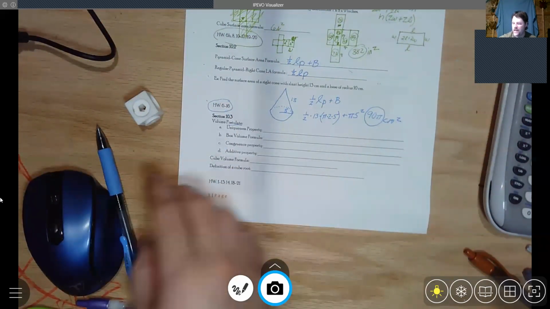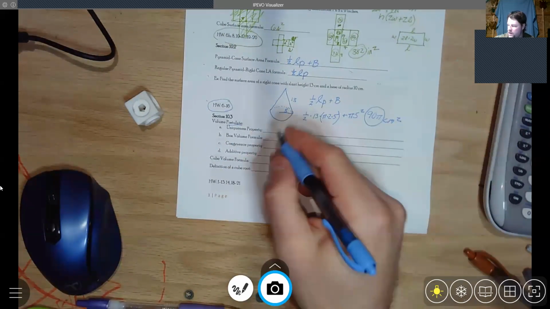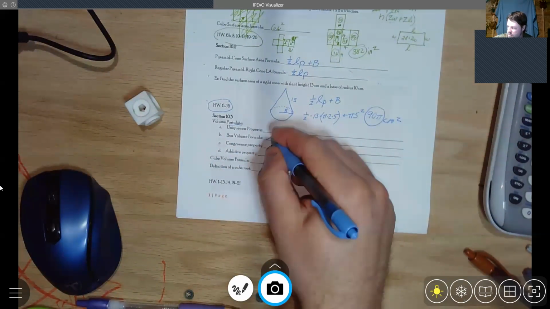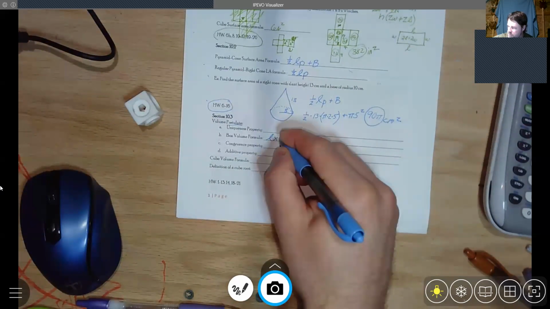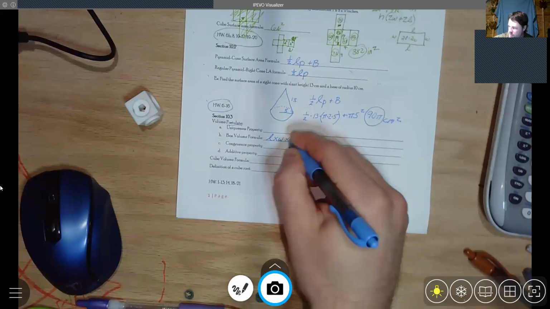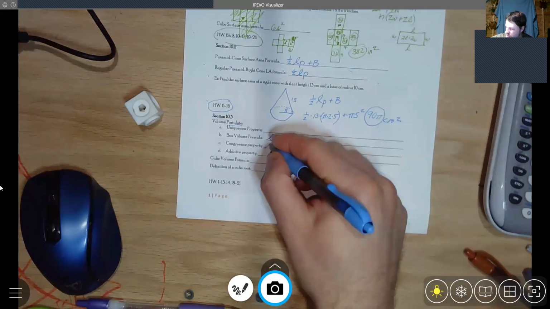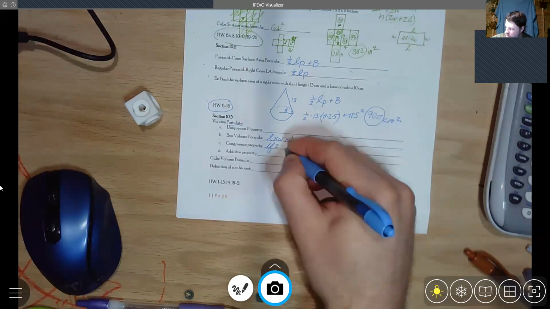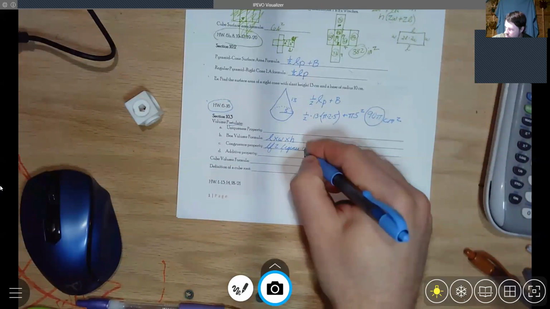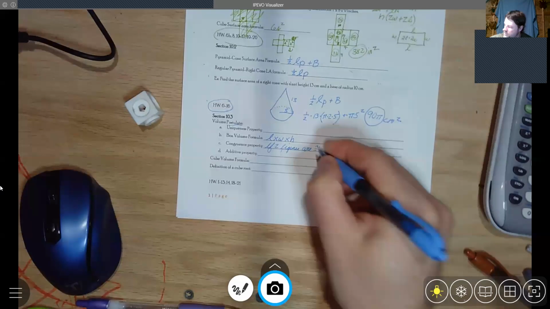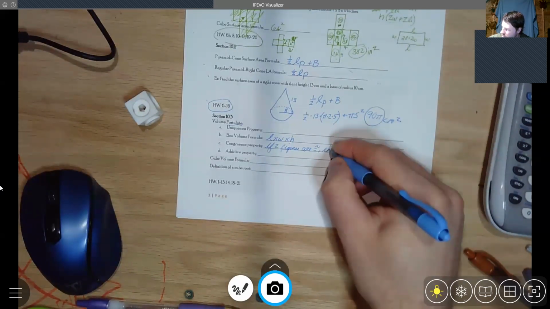B, the box volume formula. To find the volume of a box, you take the length times the width times the height. You probably knew that. Congruence property means if two figures are congruent, they have equal volumes.